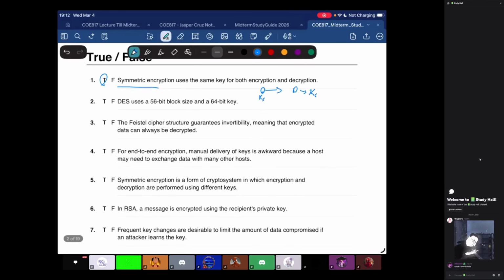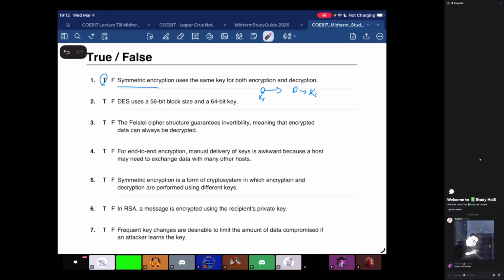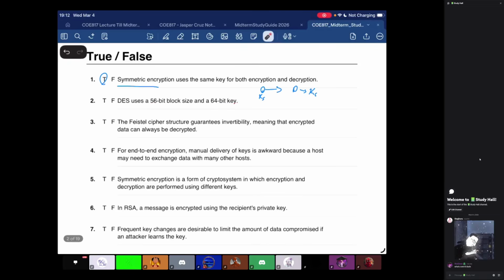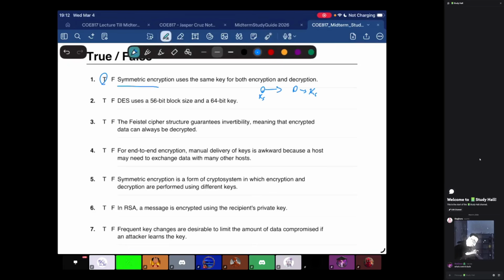This next one is more of another theoretical question. DES uses a 56-bit block size and a 64-bit key. It's a play on numbers. A 64-bit key is incorrect, as it uses a 64-bit block size and a 56-bit key. That's just to try to confuse you, so make sure it's a 64-bit block size and a 56-bit key. So this statement is false.